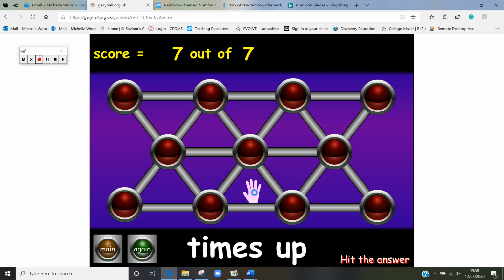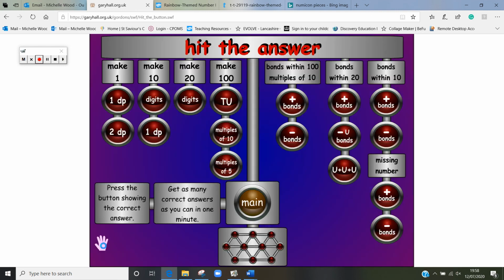If you head to the school website, you will be able to click on the button and play this hit the button game. When you get to the main menu, you can make 10 with digits and make 20 with digits. So it's exactly the same game, just with different numbers to 10 and 20.